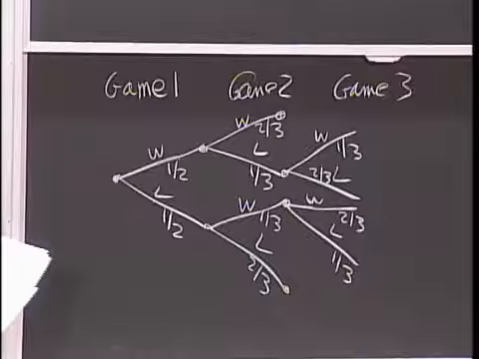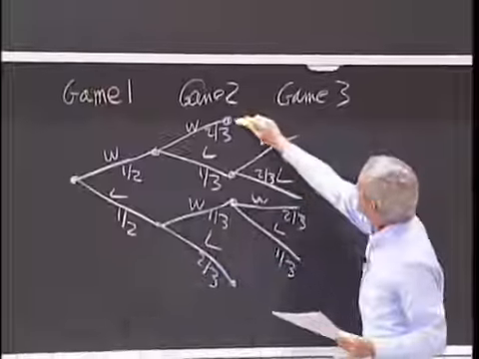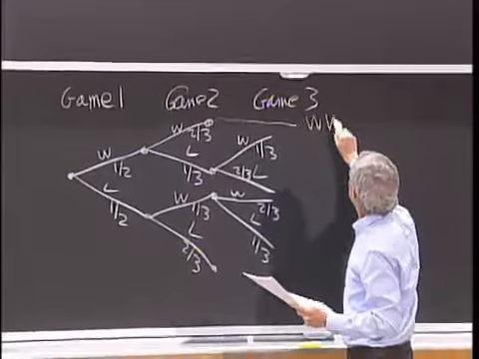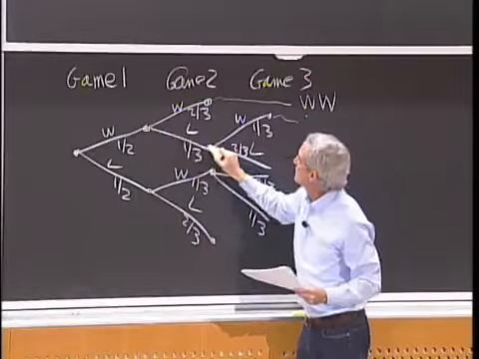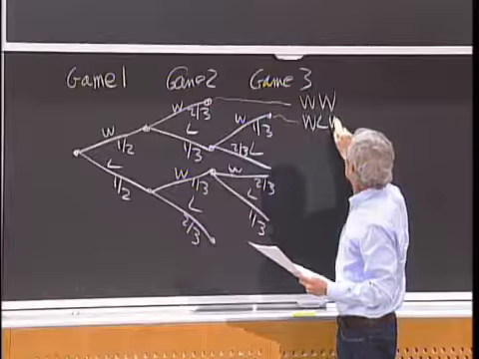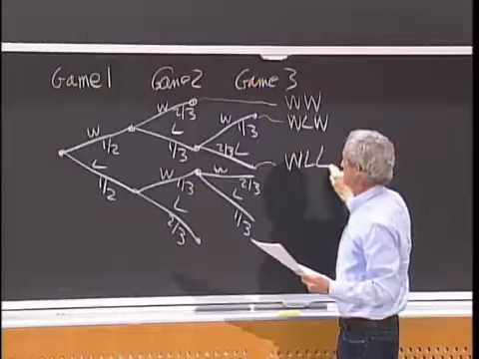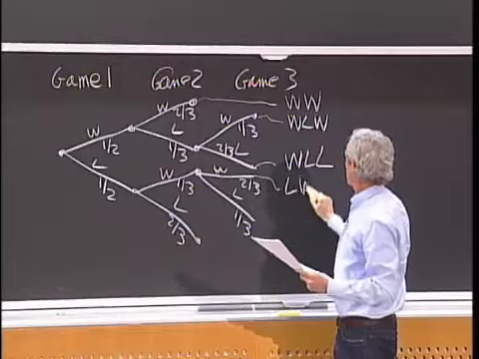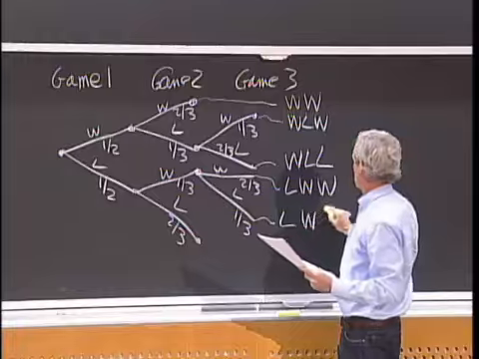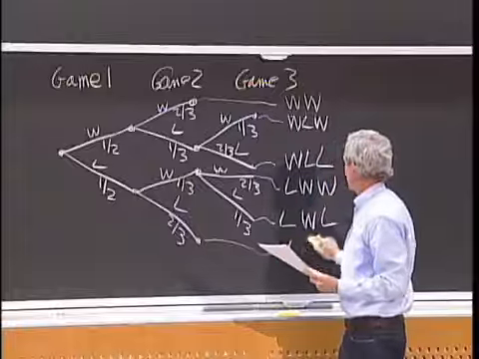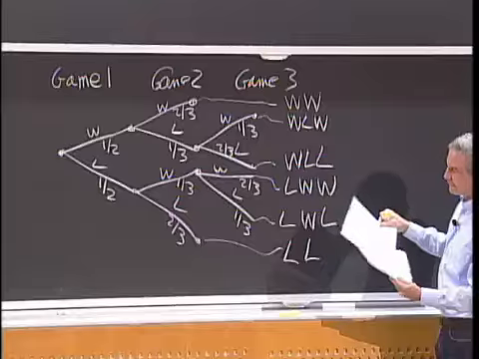And now I need to figure out, for the sample points, what's their probability. So this sample point we'll call win-win. This sample point is win, lose, win. This one's win, lose, lose. Then we have lose, win, win. Lose, win, lose. And then lose, lose. So I've got 6 sample points. And let's figure out the probability for each one.